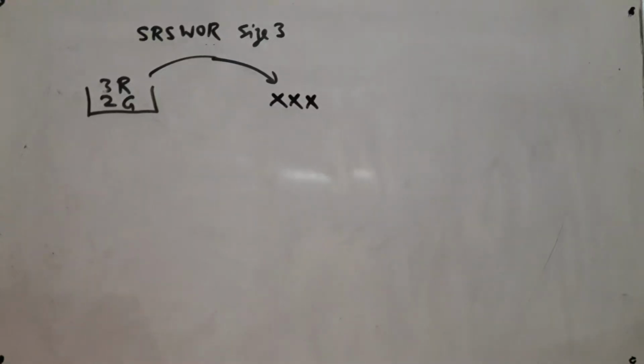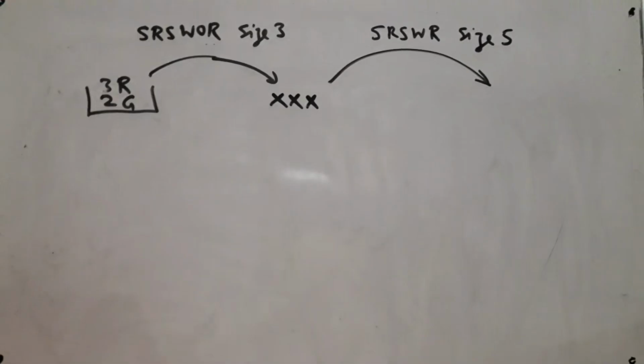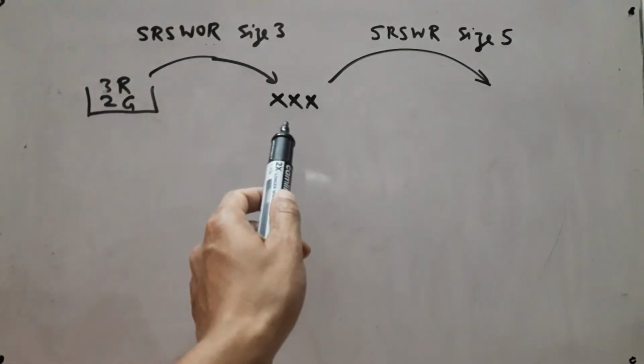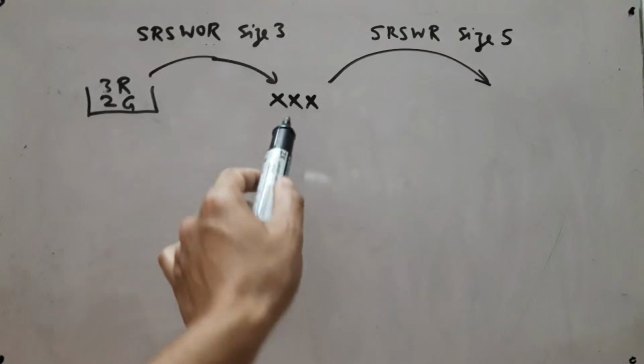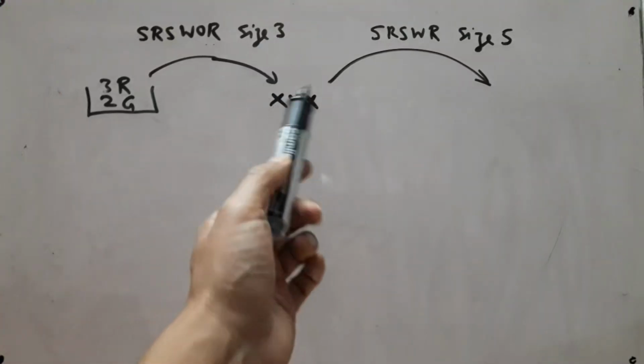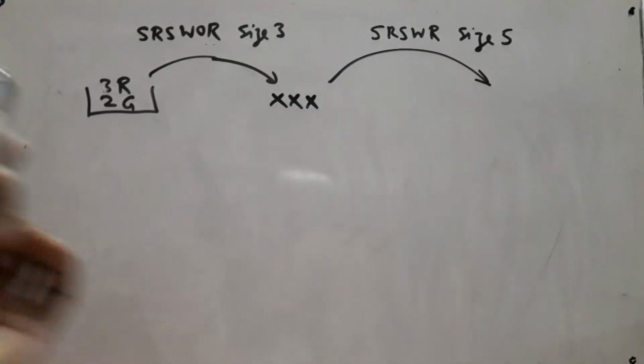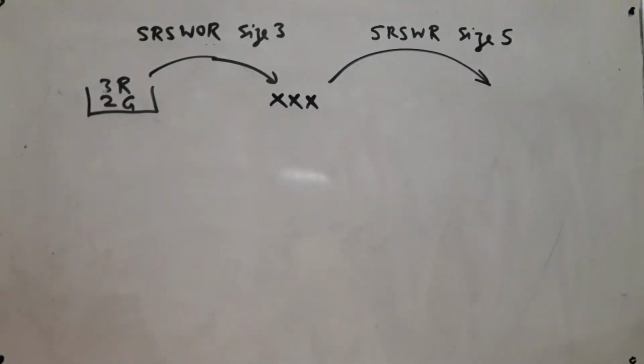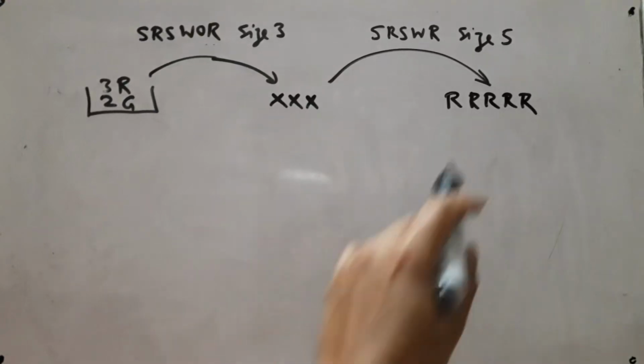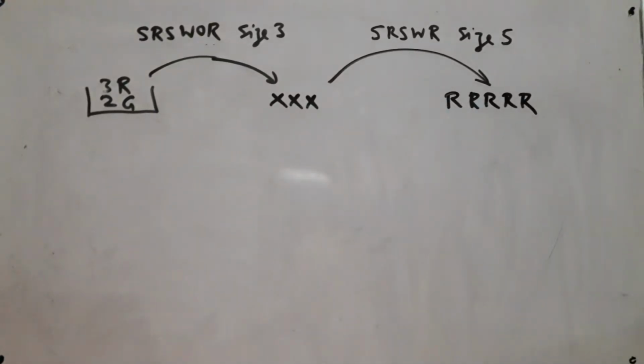They may be red or green, so I just denote them X, X, X. Now that is the first stage of our experiment. In the second stage, I draw an SRSWR, simple random sample with replacement, of size 5. By this I mean I pick any one of the balls, notice its color and then put it back. Then again draw another after mixing. I notice the color and in this way I do it 5 times. Suppose I get R all the time. So all the time I get only red balls.